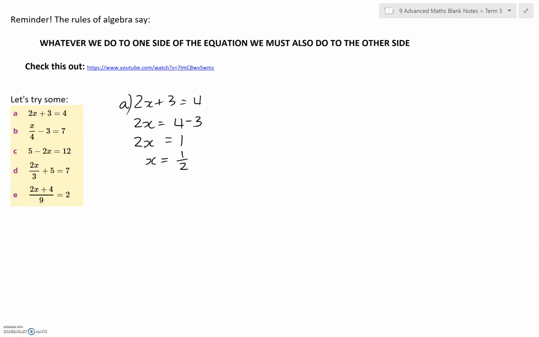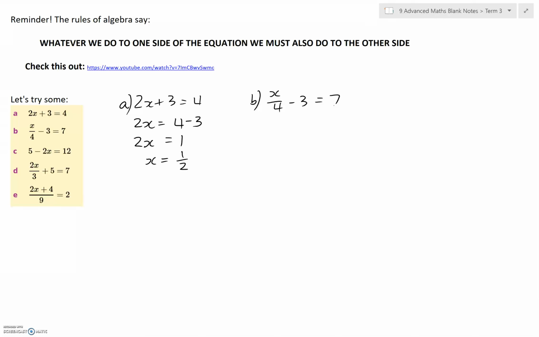It's a fairly simple problem, so I would expect you guys to be able to go straight to that answer. All right, B. x over 4 minus 3 equals 7. Now, some of you might want to get rid of the bottom of that fraction first, but in this case that is not possible. So the minus 3 is a separate term, and it is not divided by 4 at all.